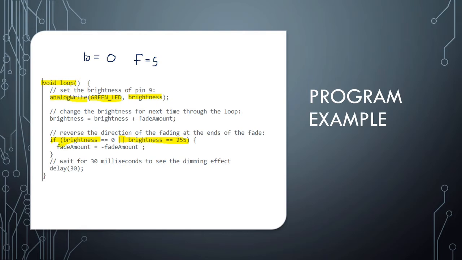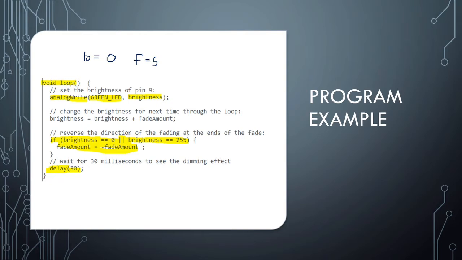These two lines down here are just saying that when the brightness reaches the threshold, we're going to change our fade amount so that it goes the other direction. And then before, I talked about how we might need a delay to be able to see the effects of our analog write and our PWM changes. So I'm just implementing a 30 millisecond delay after each fade increment of 5.